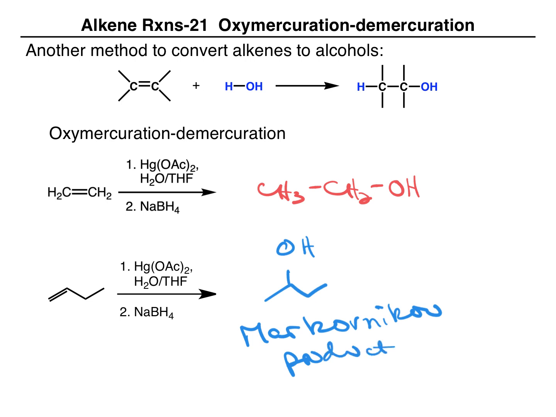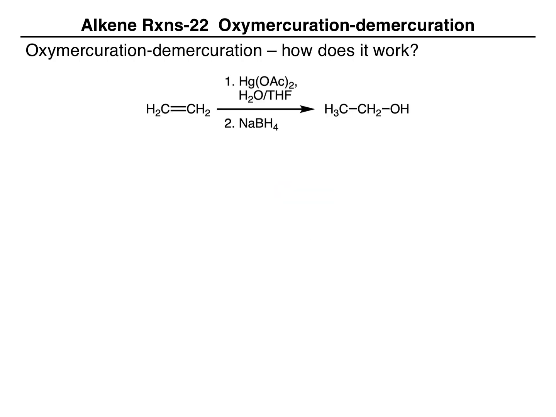So oxymercuration-demercuration proceeds with Markovnikov addition. So what's going on in this reaction? You're not responsible for the mechanistic details, but I want to go through it so that you can understand where the selectivity comes from. With mercury acetate, we have mercury, and it is connected to two acetates.